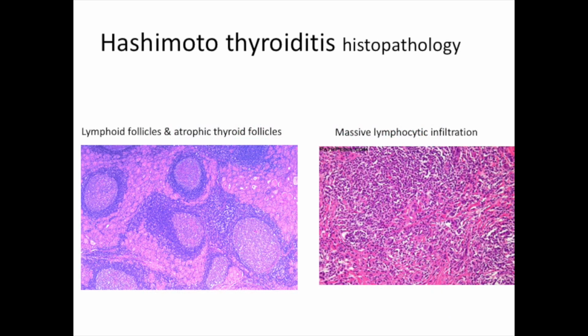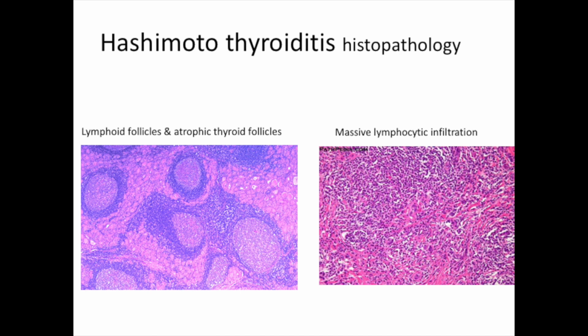In this slide, we will be explaining the histopathology of Hashimoto's thyroiditis. It's an autoimmune process affecting the thyroid gland. It's triggered by autoimmune antibodies. These are antibodies to the thyroid peroxidase enzyme.